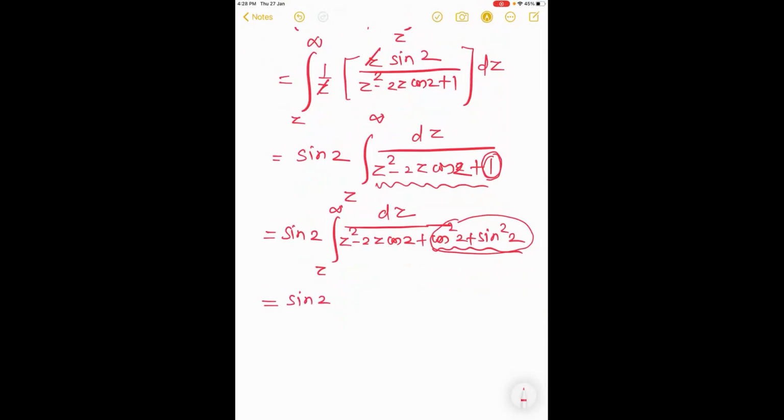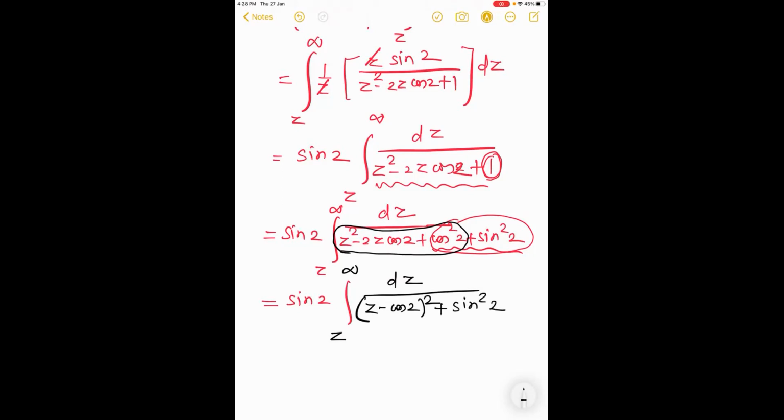It becomes sine 2 integral. Now, what I will do, I'll take this z square minus 2z cos 2 plus cos square 2 together, and I will write it as one perfect square. So how do you write that perfect square? z square minus 2z cos 2 plus cos square 2 can be written as a perfect square of what? z minus cos 2 whole square, correct. And the remaining only one term is this sine square 2.